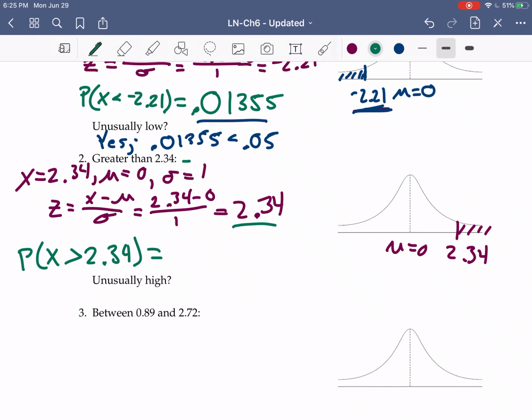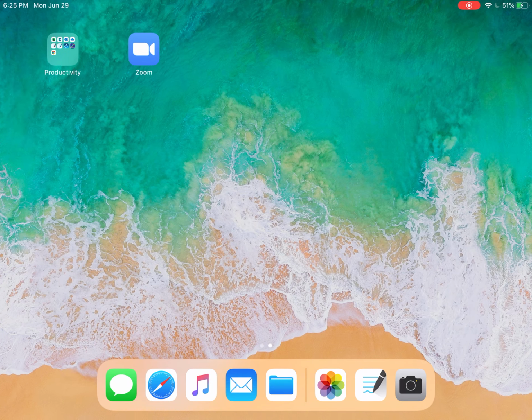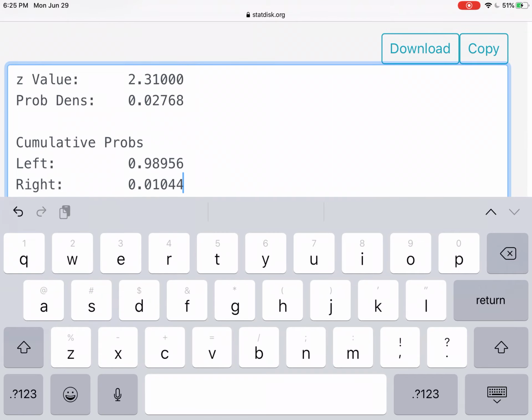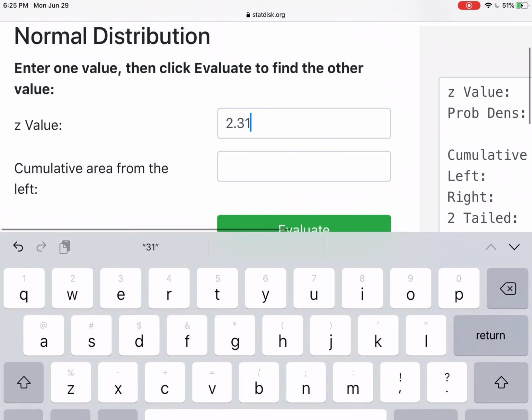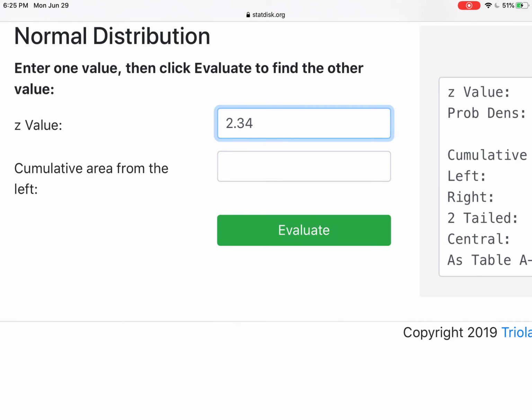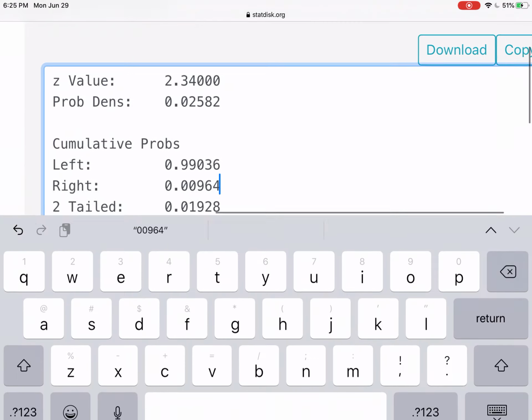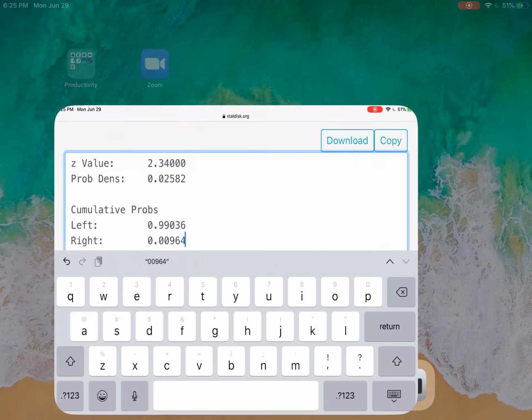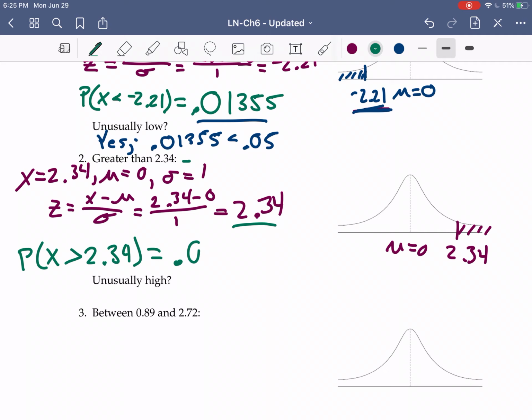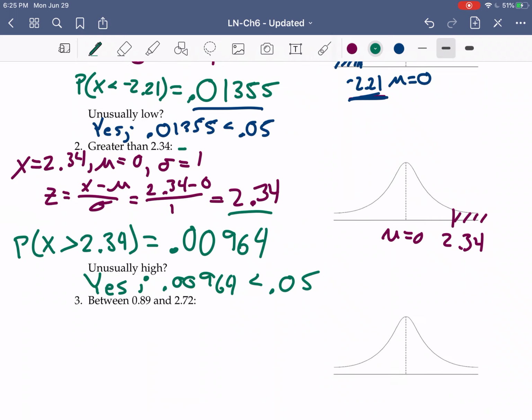Oh, it was actually 2.34. Let me go back. Our z-value, 2.34. Evaluate that. Our area to the right is 0.00964. Is this unusually high? Again, the answer is yes. The probability that we calculated, 0.00964, is smaller than 0.05. So that is an unusually high bone density of 2.34.